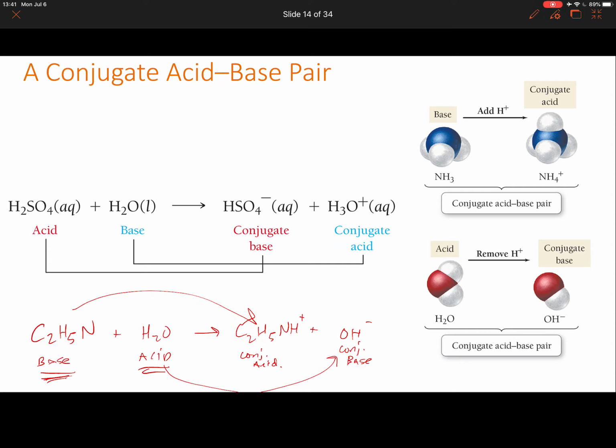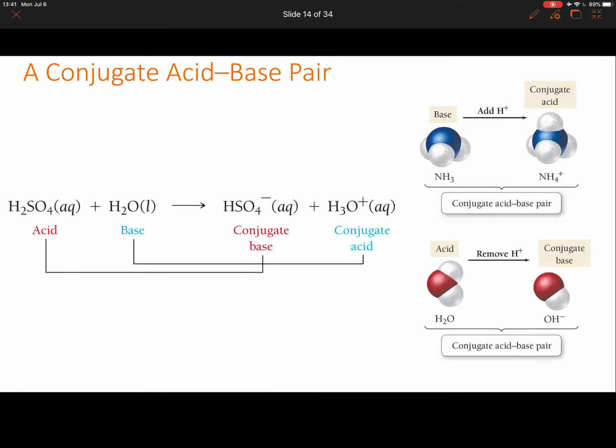All right. What about one final thing here? Let me give you a couple of pairs, and you tell me if they're acid-base pairs.